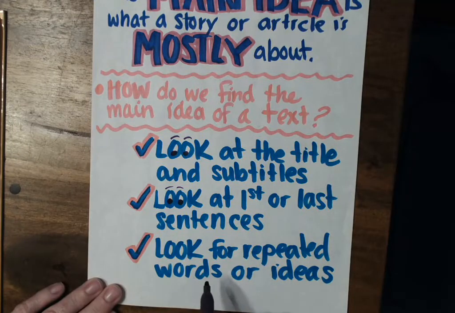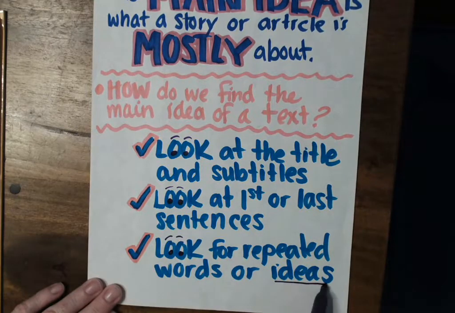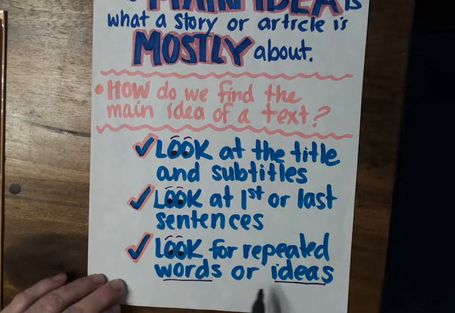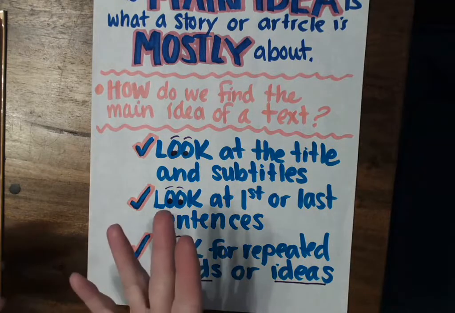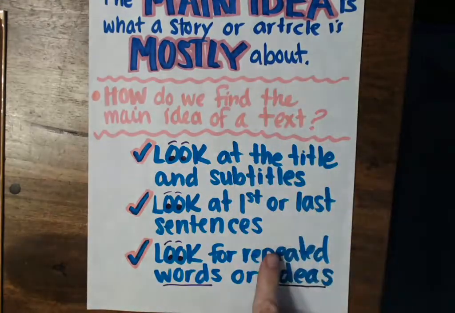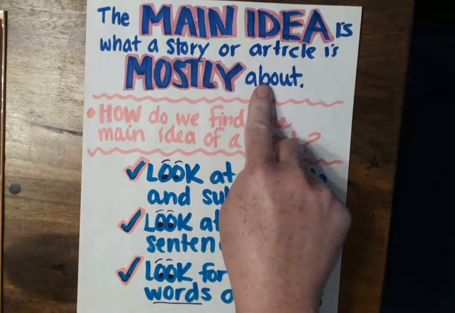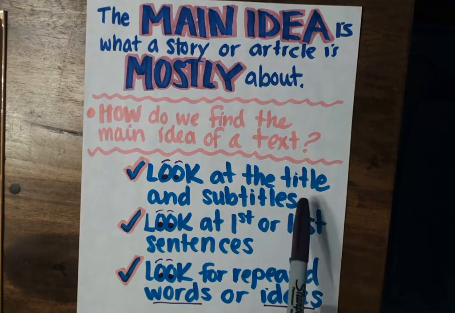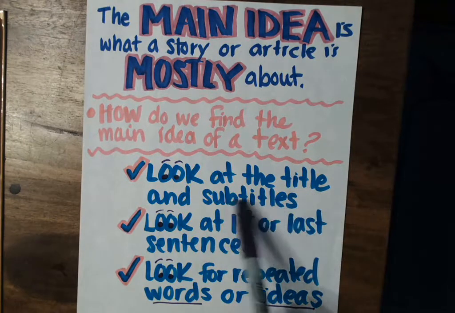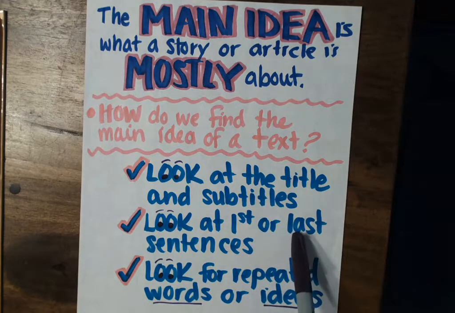And then this is a great one to use if you're reading a longer text or a longer article. You want to look for words that are repeated or ideas that are repeated. Because if you do that, you will see the most important points in the article, or what the article is mostly about, will usually be repeated quite often. So just a reminder, the main idea is what the article is mostly about, and we find that by looking at the title, or if there's subtitles, also captions and pictures can help, reading the first and last sentences, and looking for repeated words or ideas.